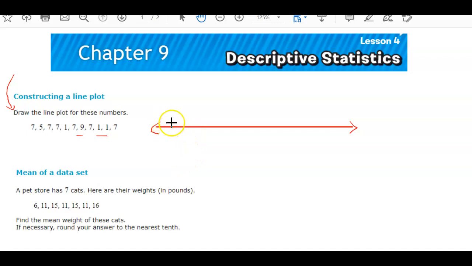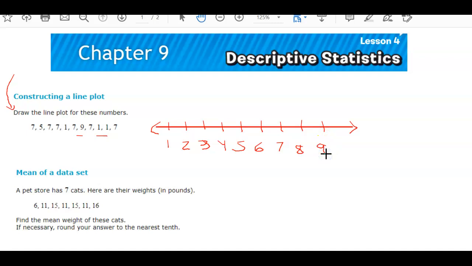I'll go ahead and put in a 1, and I'll put in a 2, and a 3. And try to keep your spacing accurate with your lines, you guys. Let's go 4, 5, 6, 7, 8, and 9. So it looks like we did pretty good there.